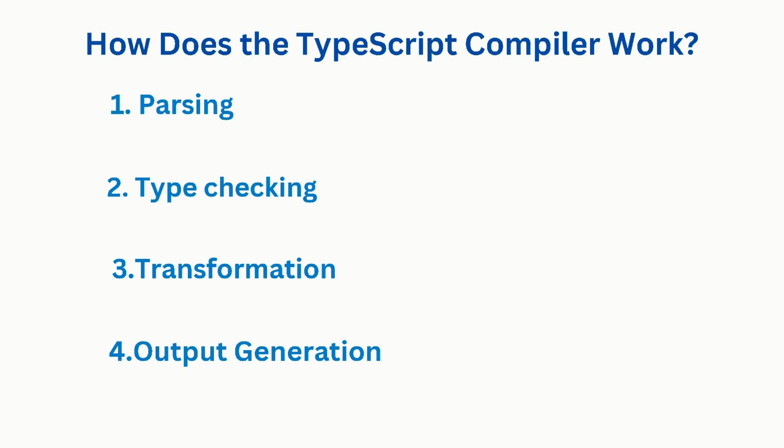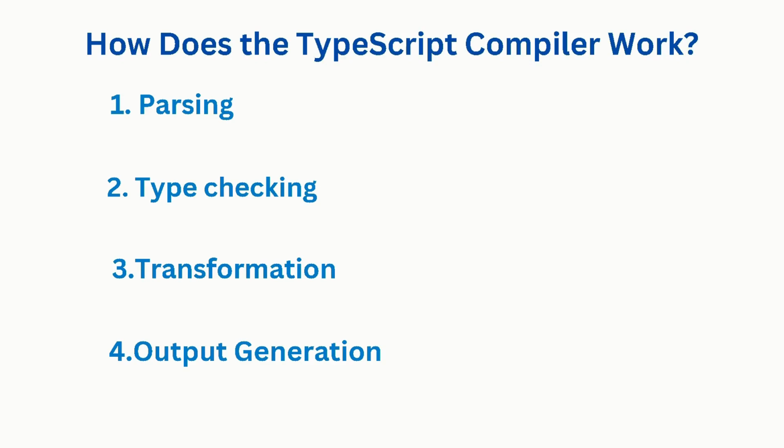Then the next step is transformation. Once the type checking is complete, the TypeScript compiler transforms the TypeScript code into equivalent JavaScript code. This transformation involves removing TypeScript specific syntax such as type annotations and TypeScript specific constructs and converting them into standard JavaScript syntax that can be executed by JavaScript engines.